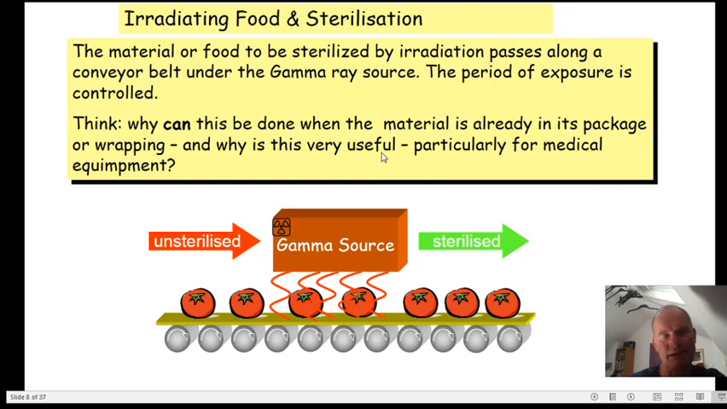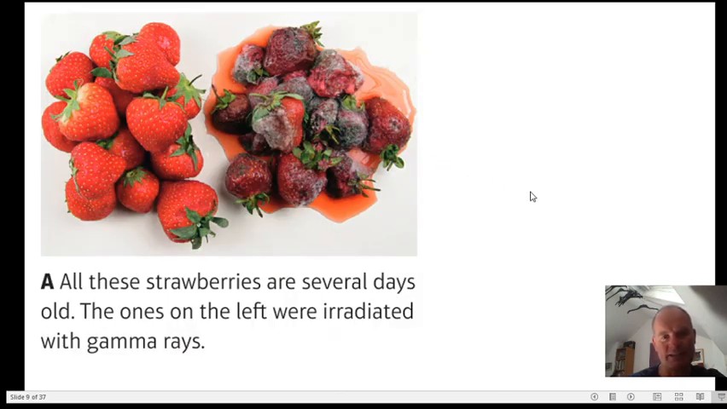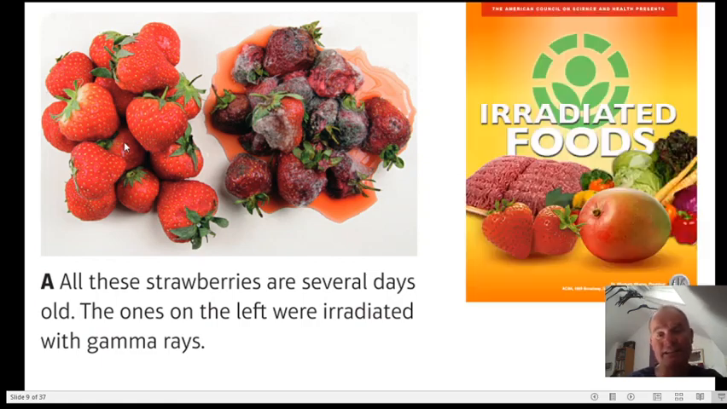So have a think about that and be able to answer questions on that one. Here's a nice picture taken from the textbook. These strawberries, same length of time. They've been around on the shelf for a certain amount of time, but I suggest there's only one set that you wouldn't mind eating, because the ones on the left have actually been irradiated.